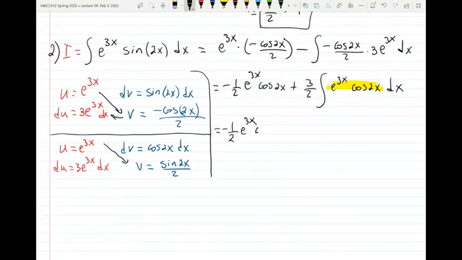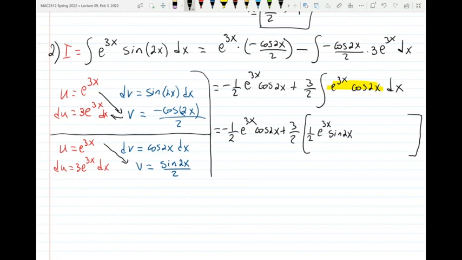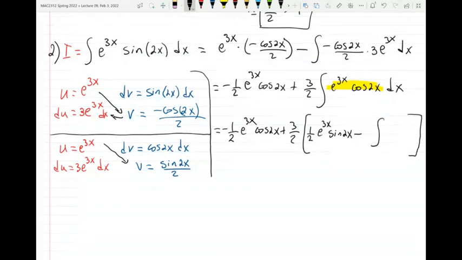-1/2 e to the 3x cosine of 2x plus 3/2. Now be careful. You need to open up a bracket, right? Because we need to put our integral inside that bracket because the 3/2 is multiplying the whole thing, okay? So uv, so 1/2 e to the 3x sine of 2x minus the integral of v du. Now, if you don't mind, I'm going to go ahead and put the 3/2 outside, that I get already. And then we have e to the 3x times sine of 2x dx.